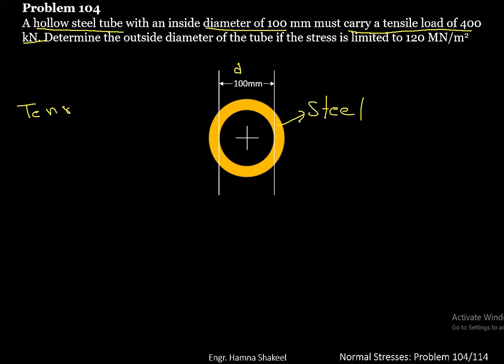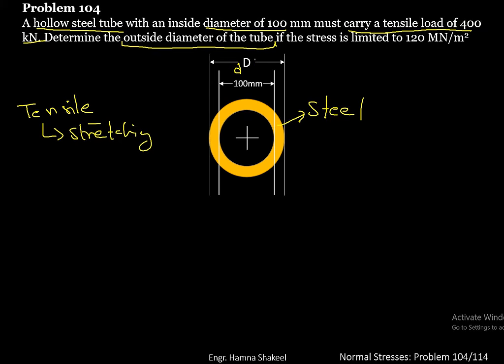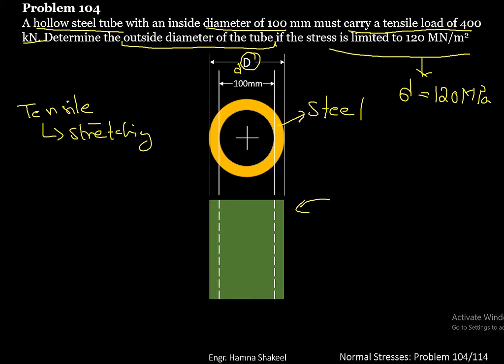So tensile load means that you are stretching the pipe. You have to determine the outside diameter of this tube. Let's denote the outside diameter by capital D if the stress is limited to 120 megapascal. This is the side view of the pipe. These dotted lines represent the hidden lines and this is representing a hollow tube.